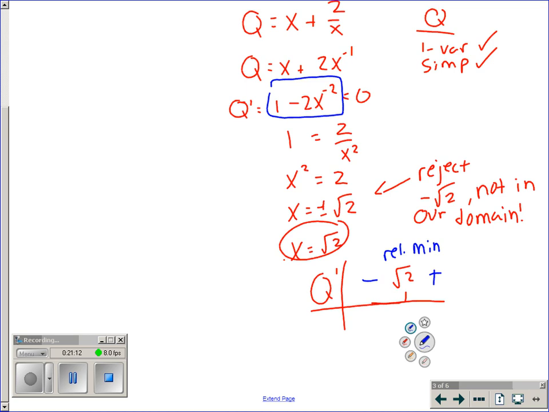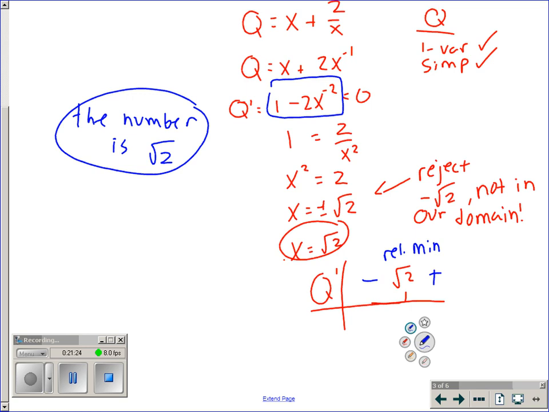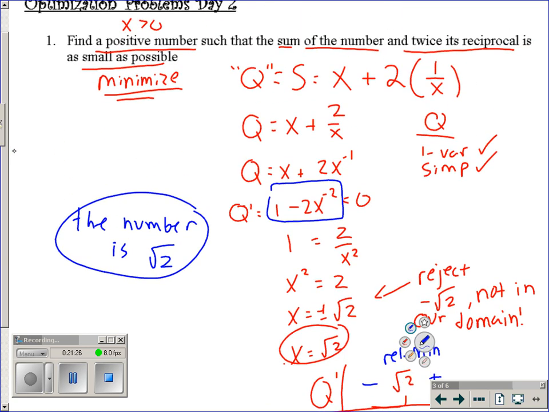It was just asking to find a number. We don't have to plug it back into anything. We found the number. The number is square root of 2. That is the number that, if I plug it into x plus 2 over x, is going to give the smallest value. You can test any other point you want, but square root of 2 is the positive number that makes it as small as possible. And that wasn't too bad, right?